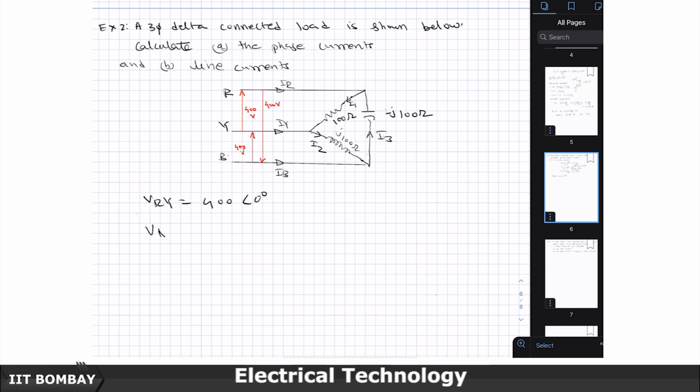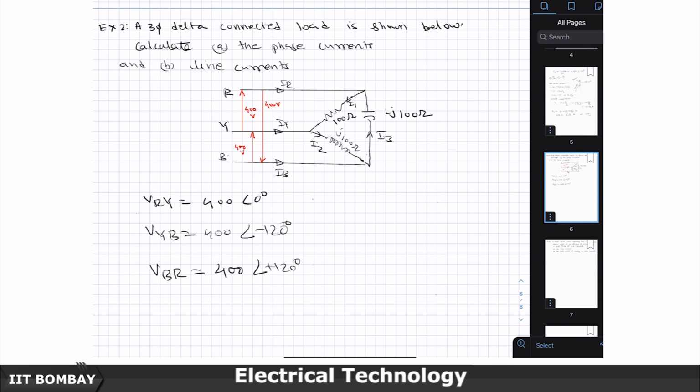VYB: look at the tip of the arrow, that tells you how you should read it. The tip of the arrow is at Y and the bottom is at B, that means B is taken as the reference and Y is specified with respect to that. It is 400 volts, and we know that in a balanced supply this should be minus 120 degrees. Similarly, the third one is VBR, VB with respect to R. VBR is again 400 volts and it should lead this by 120 degrees.